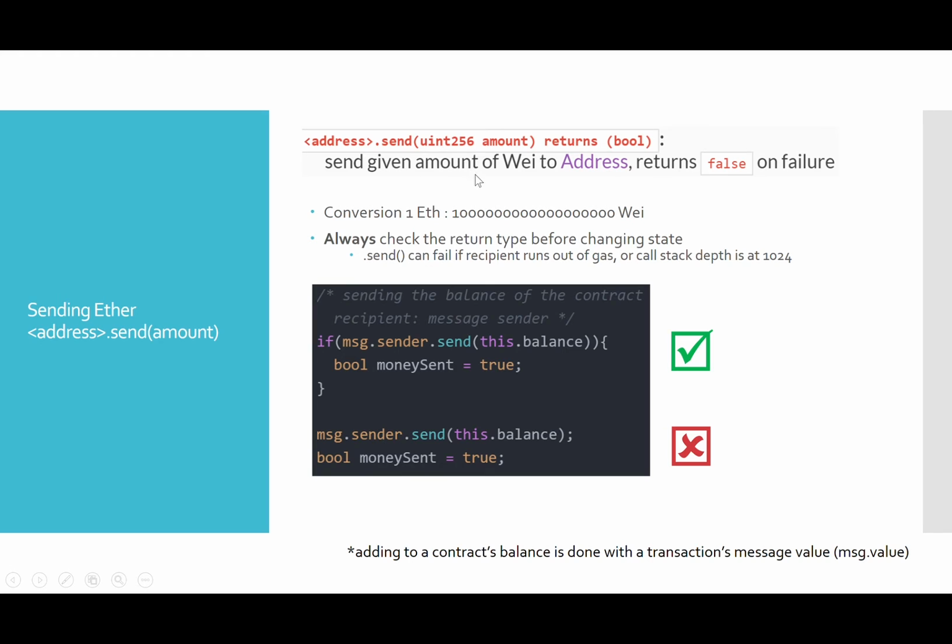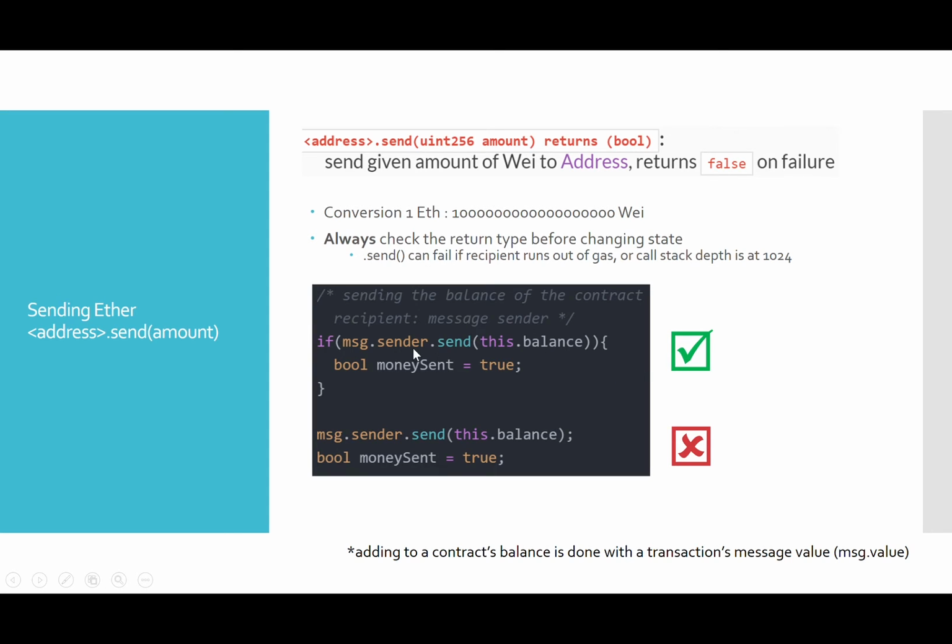Again, you're sending an amount in wei, not ether. So you need to consider the conversion between ether and wei. The conversion is about 1 to 1 trillion or so. Like I said before, you want to check the return type before changing the state. So here's a proper example of how I'd use the send function.